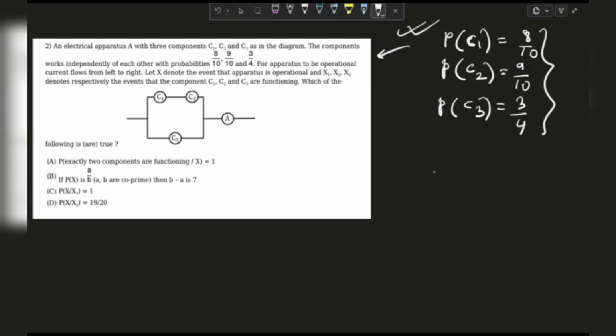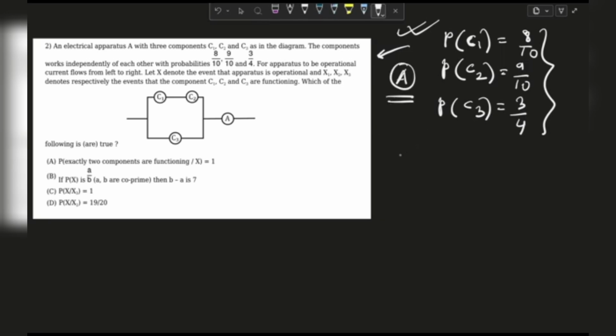Now what they have given us is that for the apparatus to be operational, the current starts flowing from left to right. So a little bit of physics also we need to understand. The current flows from left side to right side. Let X denote the event that the apparatus is operational, and X1, X2, X3 denote respectively the events that the components C1, C2 and C3 are functioning. Basically our apparatus A is an ammeter. If you are a JEE aspirant, you will understand this anyways.